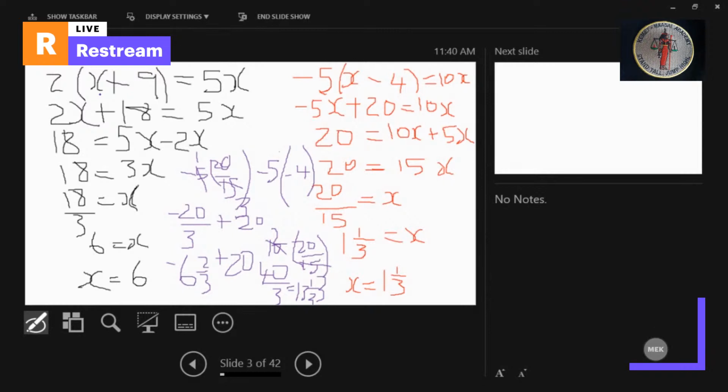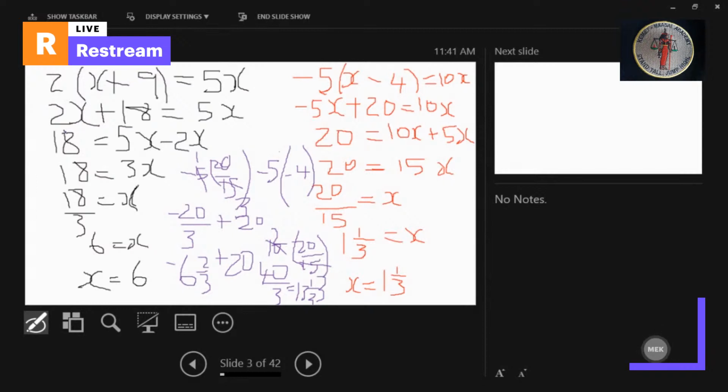So let's look back at the first equation where we introduced the bracket. So we had 2 bracket x plus 9 bracket is equal to 5x. So we're going to use the distributive law to expand the bracket. So we have 2 times x is 2x. 2 times 9 is 18.